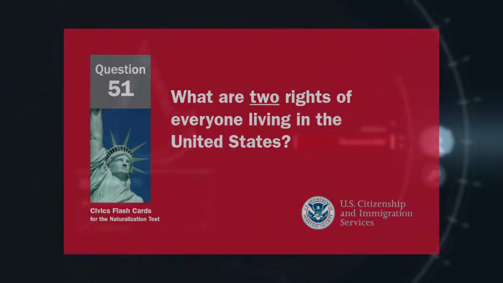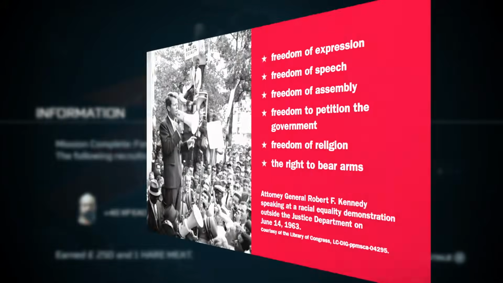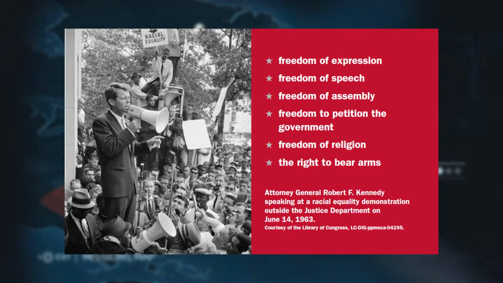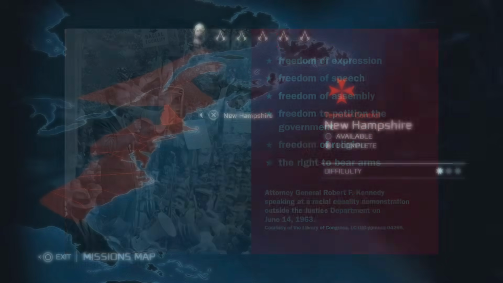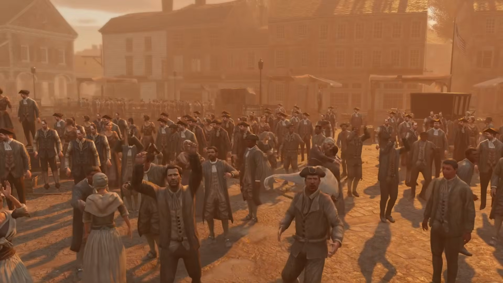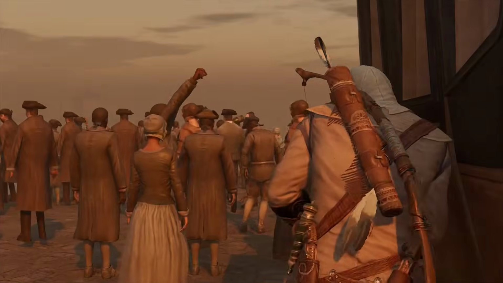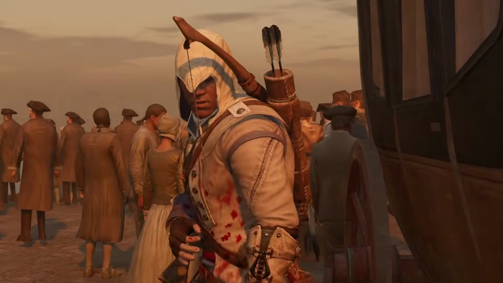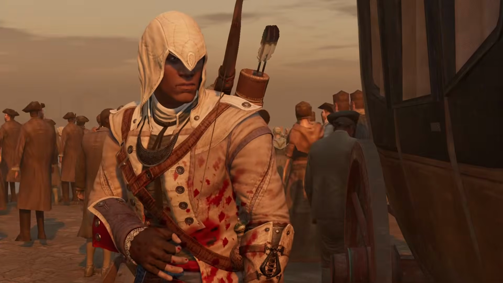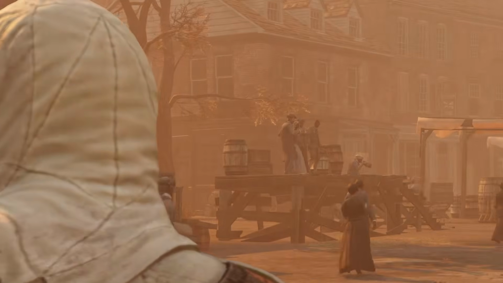According to the test, anyone living in the country gets to have freedom of speech and freedom of assembly, not just citizens. But in reality, like Connor, we can see those freedoms stuck with asterisks depending on who you are, what you look like, and where you come from. This is so much the thesis of Assassin's Creed 3. Freedom comes, but freedom for who?